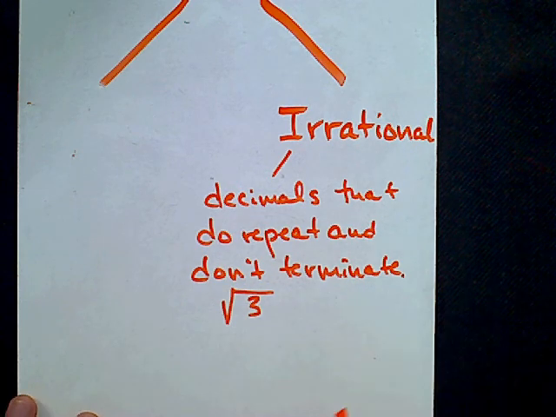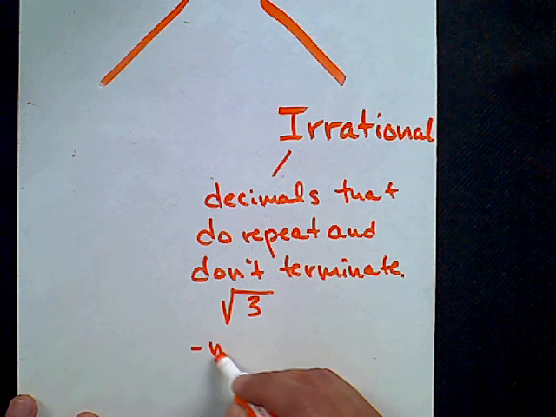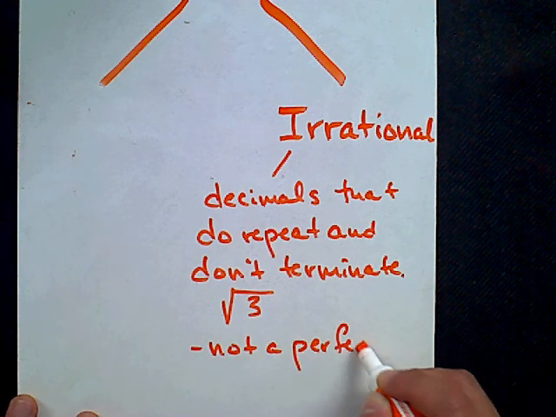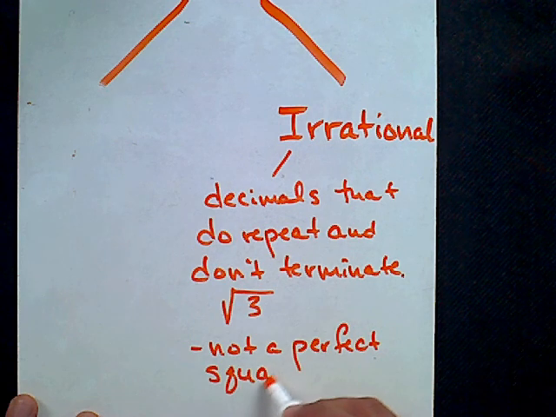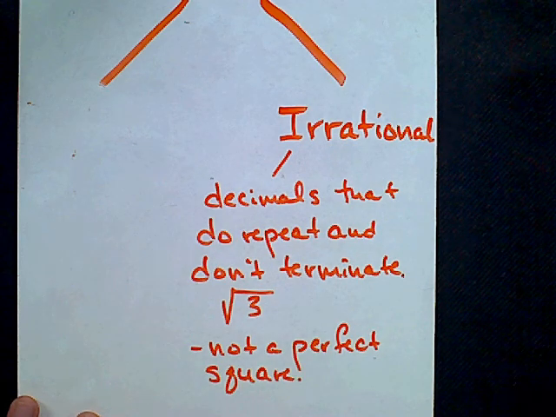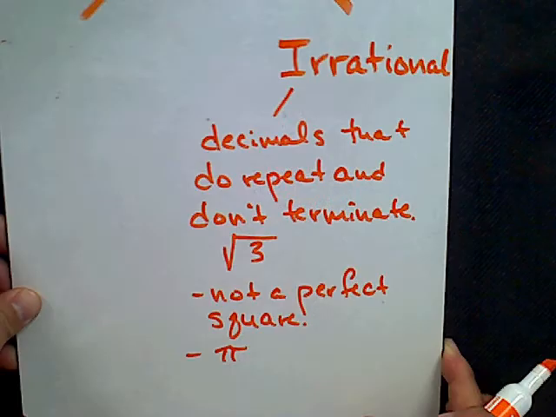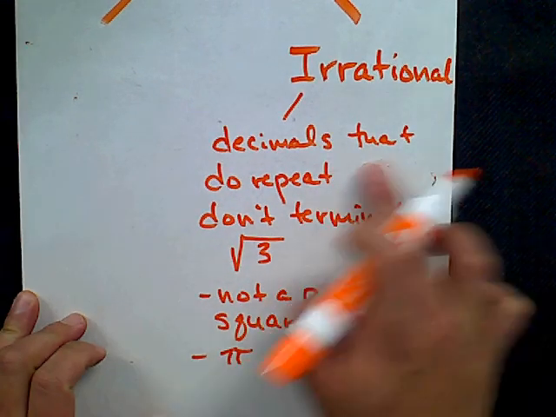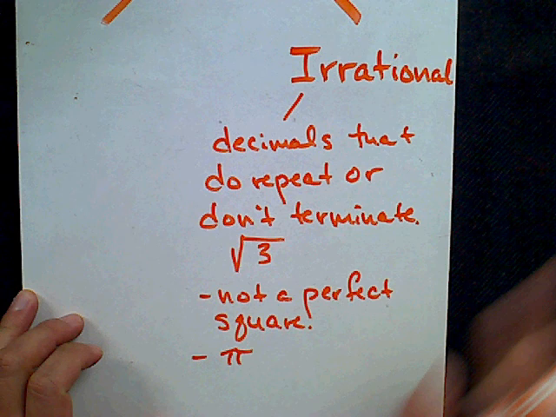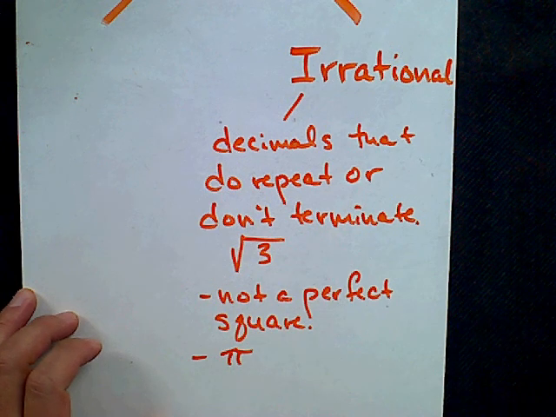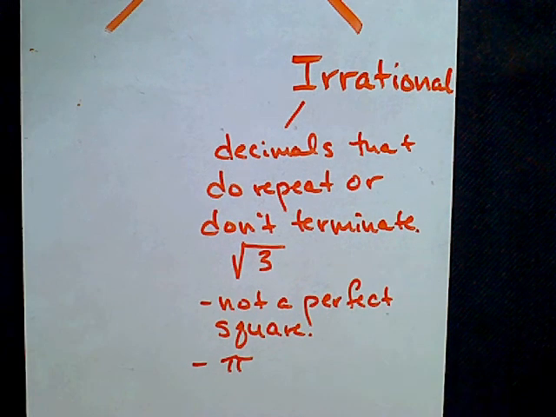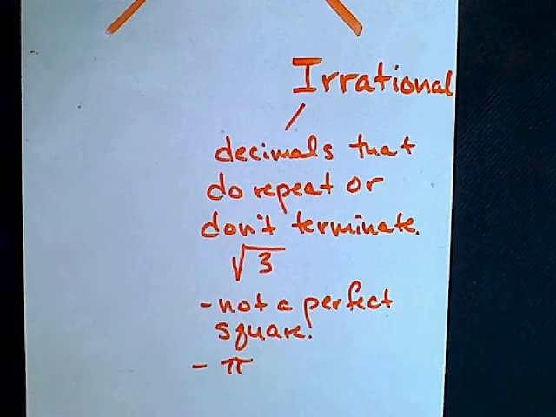Now, irrational numbers. I'm going to erase. Irrational numbers are numbers that are decimals, sorry, that do repeat and do not or don't terminate.